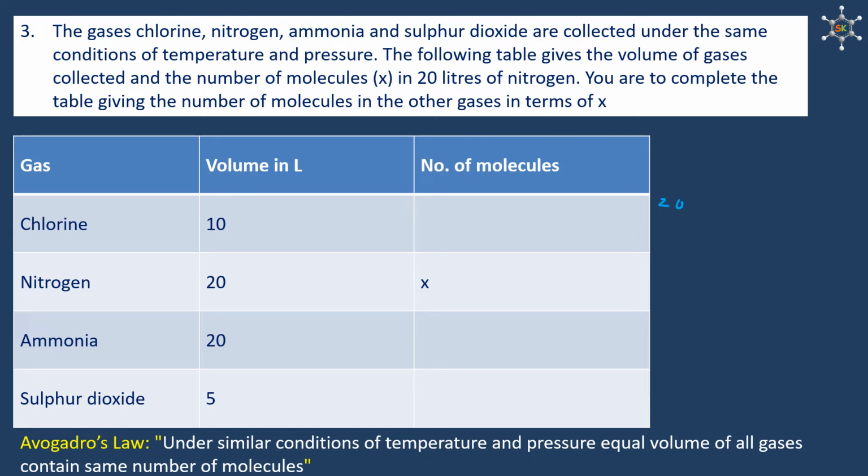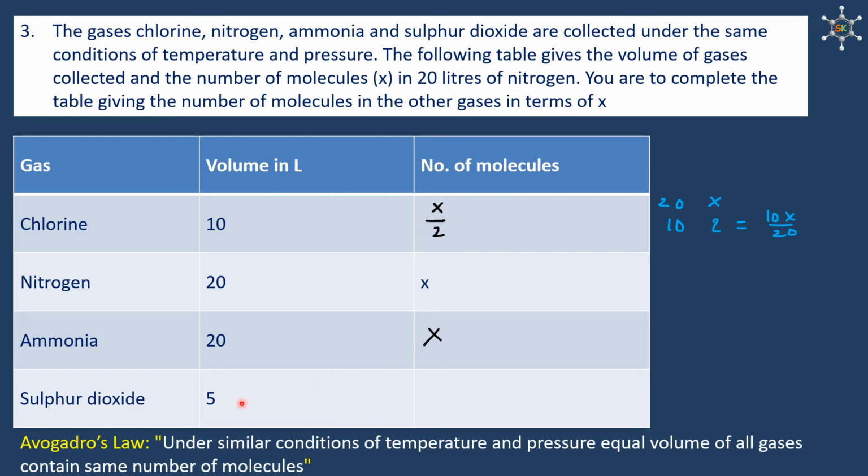20 liter of nitrogen consists of X molecules in it. 10 liters of chlorine consists of how many molecules? This will be given by 10X divided by 20, that is X by 2. When it comes to ammonia, 20 liters consists of X. According to Avogadro's law, 20 liters of any other gas under the same temperature and pressure also should be consisting of same number of molecules. So the answer for this also is X.